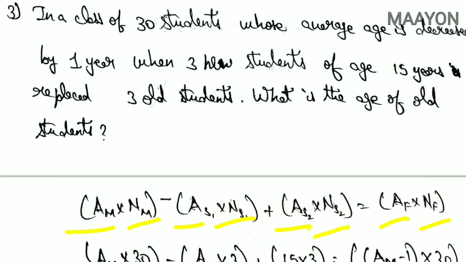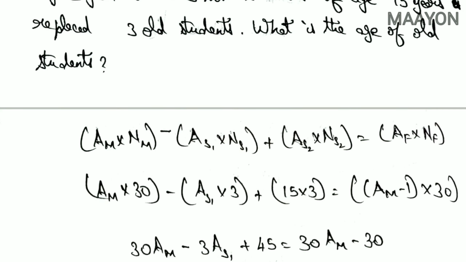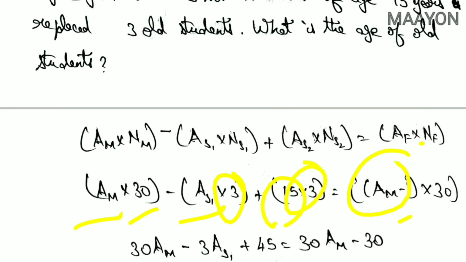Here substituting the values, the main group is 30 students and the subgroup has 3, which replaces the old 3. The new 3 students have an average of 15, and the final average is 1 year lesser than the main group's average. Substituting in the equation: average of main group, unknown, into 30 students, subtracted by average of subgroup 1 into 3 old students, plus average of subgroup 2, 15 years, into 3 new students, equals the final group's average, which is 1 lesser than the main group's average, so AM minus 1, into 30 students.